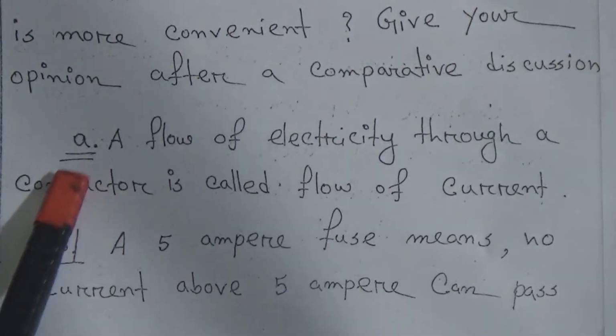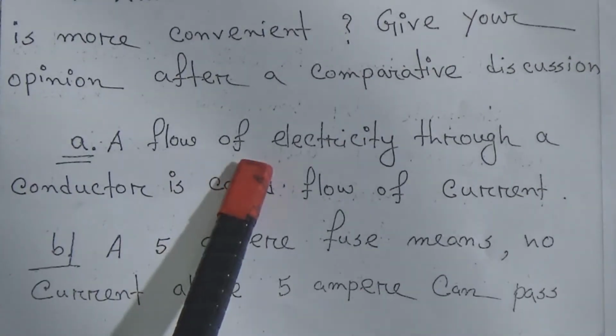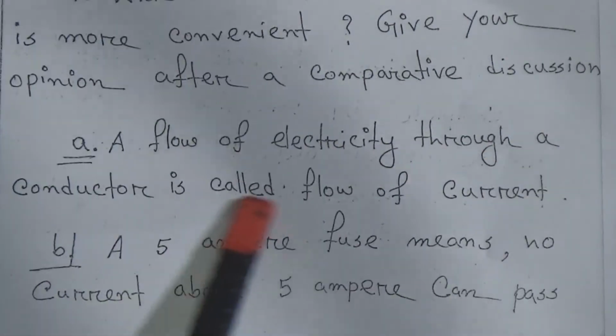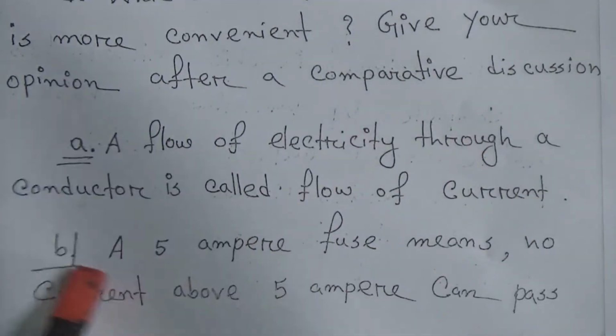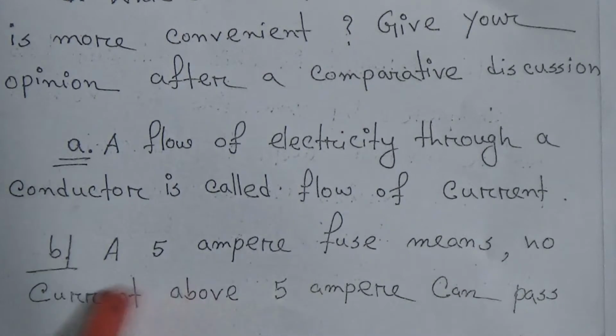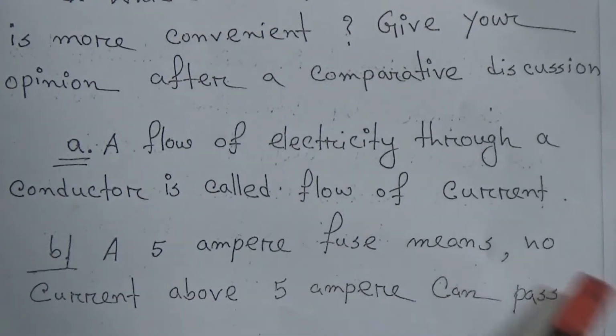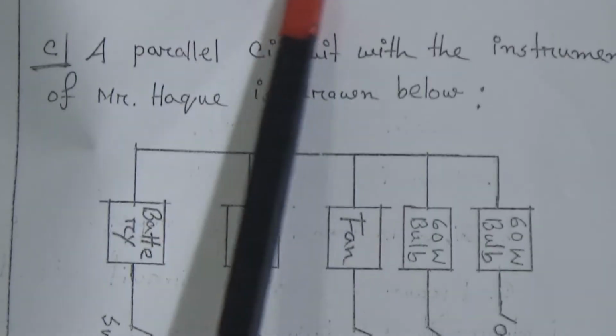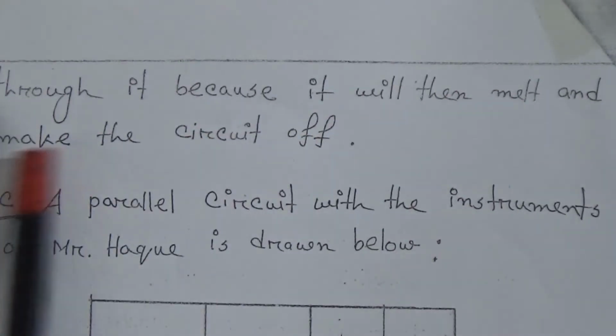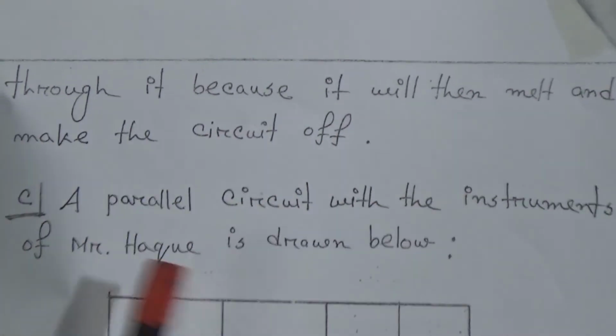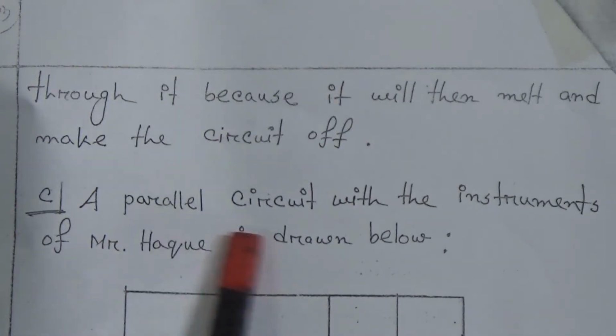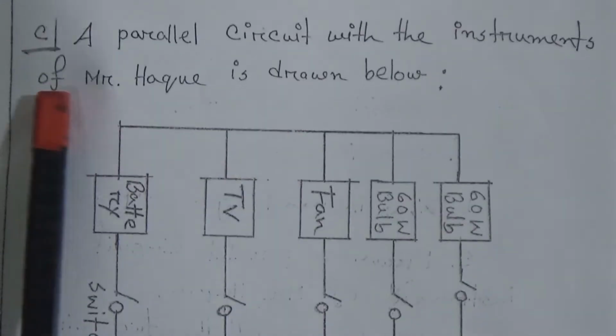Dear students, the answer of A is: the flow of electricity through a conductor is called the flow of current. Answer B is: a 5 ampere fuse means no current above 5 amperes can pass through it, because it will then melt and make the circuit off. And there we have to draw parallel circuits with the instruments of Mr. Hawk.